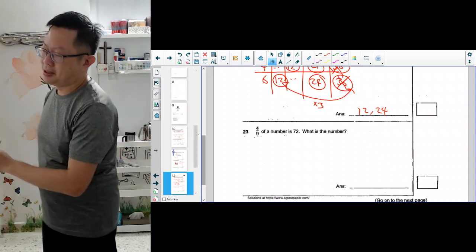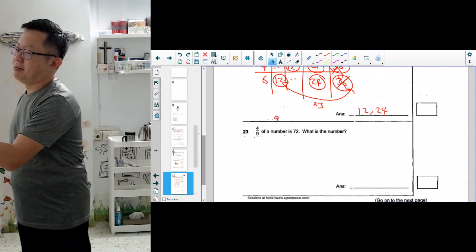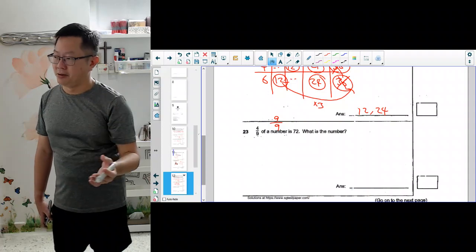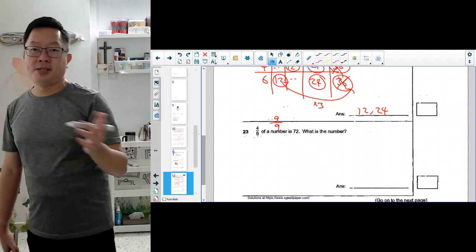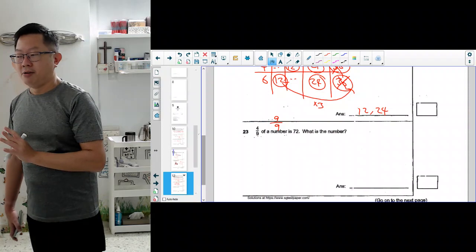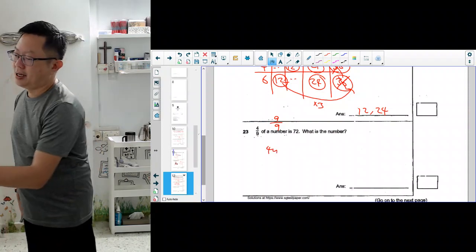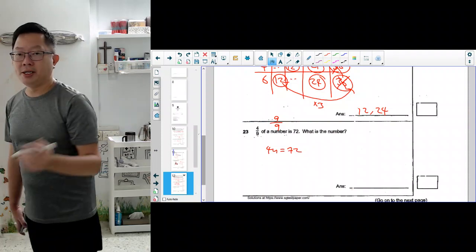So 4 over 9, and where is the 9 over 9? The 9 over 9 must be the number that we are trying to find. So that will be 9 units. So if 4 over 9 is 72, which means that 4 unit is 72. Okay, 4 over 9 is 4 units, and that is 72. Then what is 1 over 9?